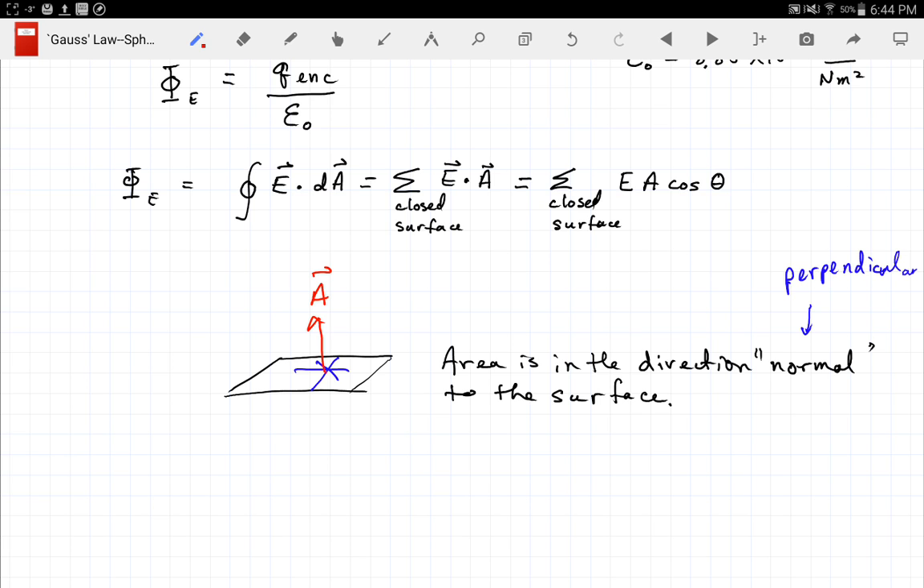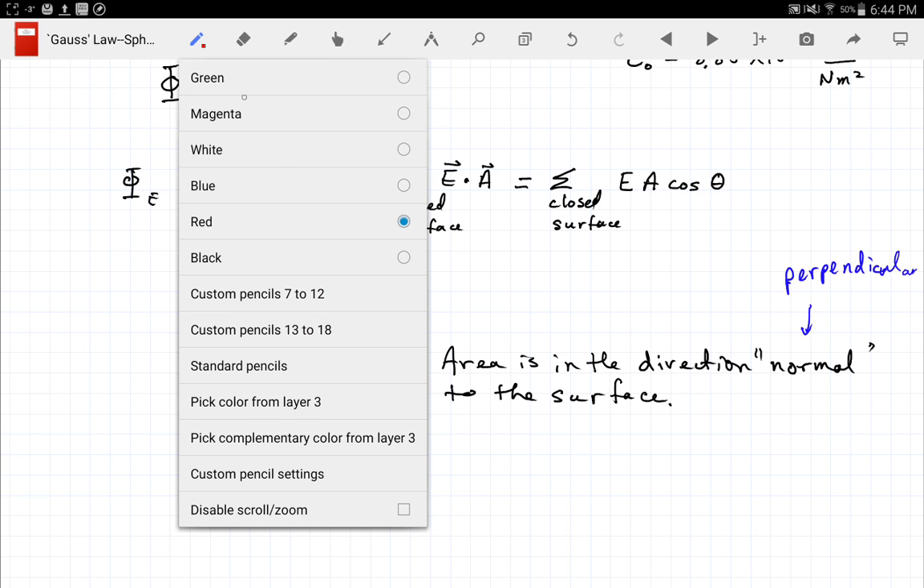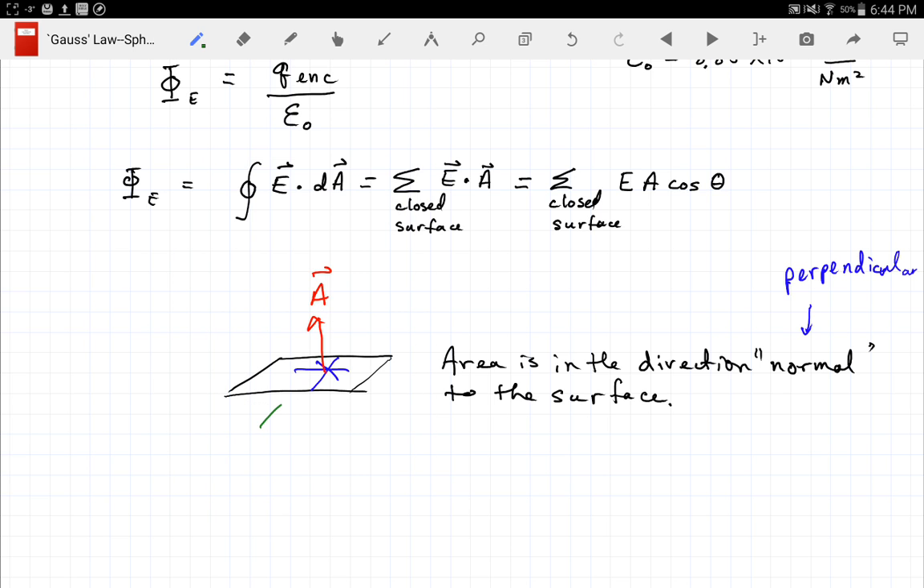So, the angle theta in here is the angle between the area of the surface and the electric field. So there's where our angle theta would be. You have to sum the electric field times the area times cosine of the angle between the area and the electric field for each piece of the surface.